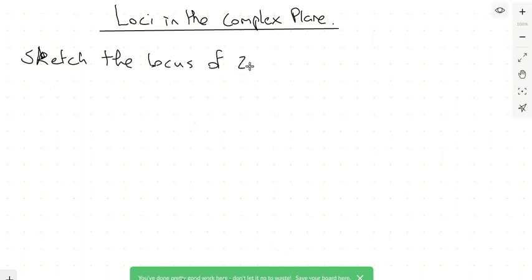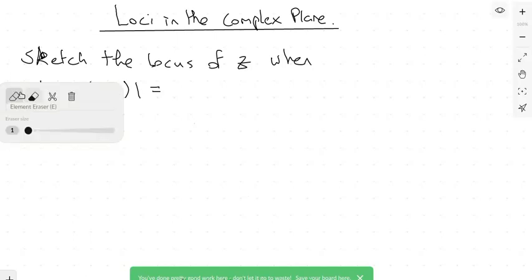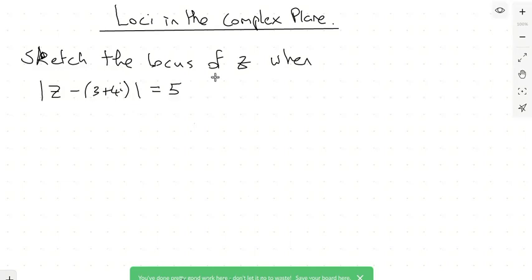Sketch the locus of Z when, okay, Z minus, I'm going to put it in brackets straight away, actually, Z minus (2 plus i) equals, I should have used a Pythagorean triple, actually. Can I use a Pythagorean triple? Just make it a bit clearer what's going on. Let's say 3 plus 4i equals 5. Yeah. So what kind of locus, what kind of path of points would this give us?